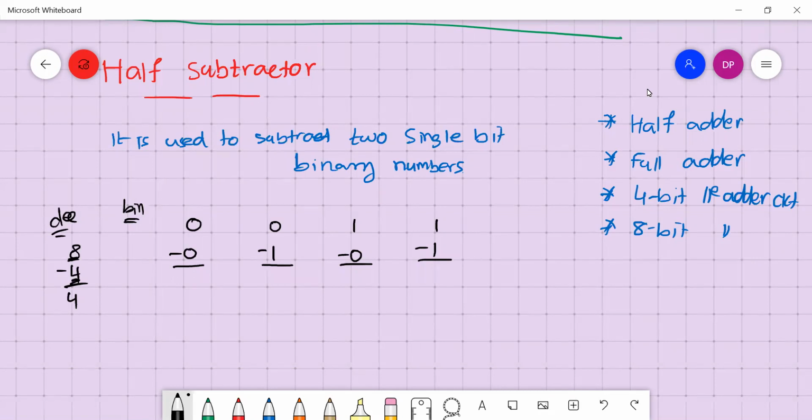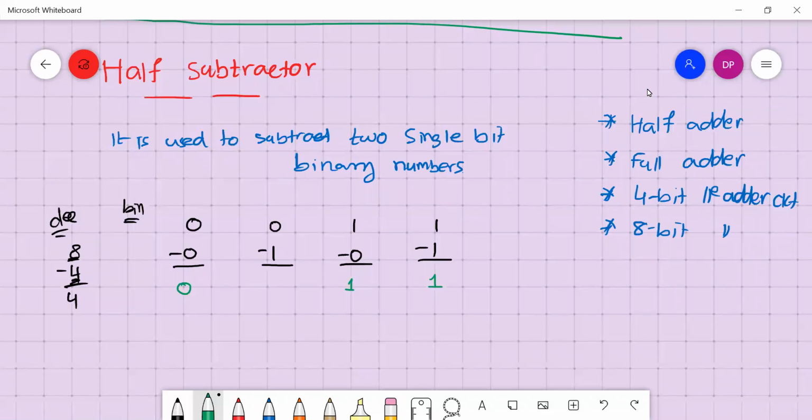So if you would like to subtract 0 from 0, what will be the answer? The answer will be 0, isn't it? If you subtract 1 from 0, wait, if you subtract 0 from 1, the answer will be 1. If you subtract 1 from 1, the answer will be 0. But can you subtract 1 from 0? No, because 1 is a larger value, if we consider unsigned practice, right? 0 minus 1 is not possible.